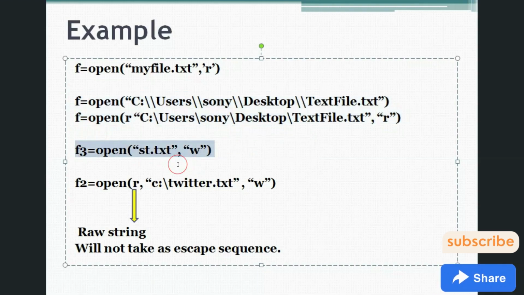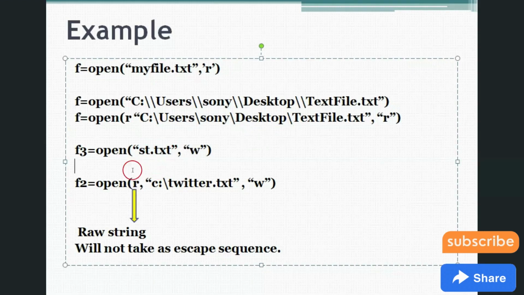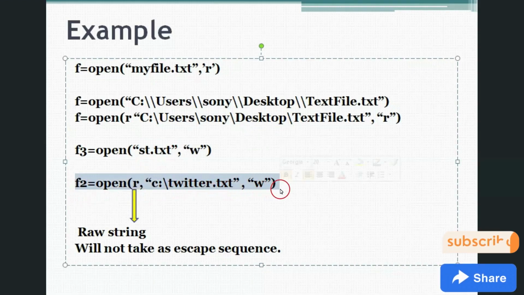To open a text file in write mode, you should mention the mode as W here. The name of the file is st.txt, and the next example is opening the file by using the path name in write mode. So this is your path name.